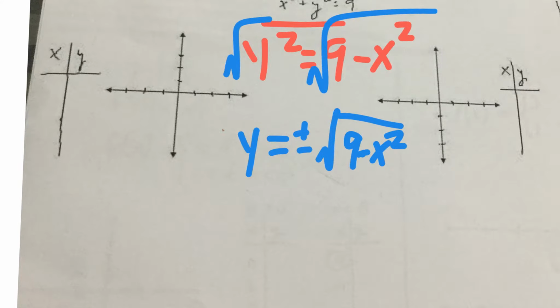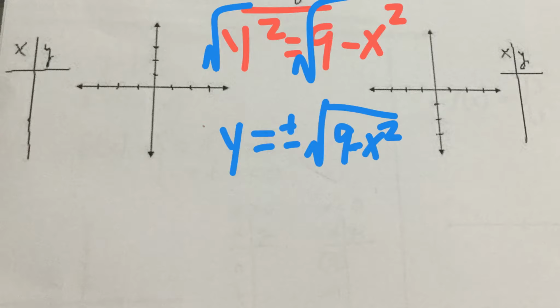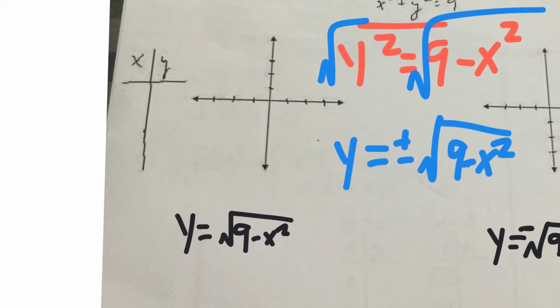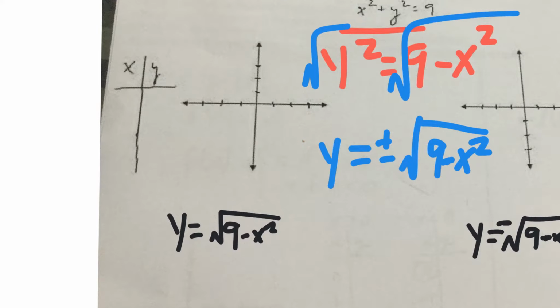Okay, so really, think about when you solve an equation and you get something like x equals plus or minus 2. Well, that means x could be 2 or x could be negative 2. Same idea here. y could be the positive square root of 9 minus x squared, or y could be the negative square root of 9 minus x squared. And so we're going to graph those two pieces, because each individual piece makes a function.